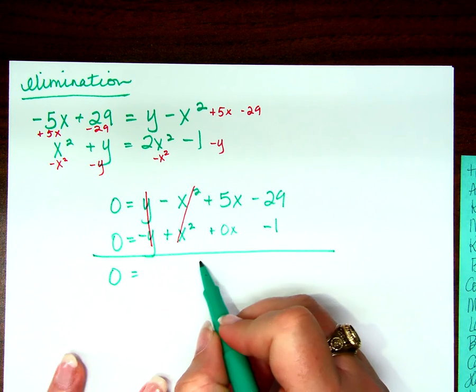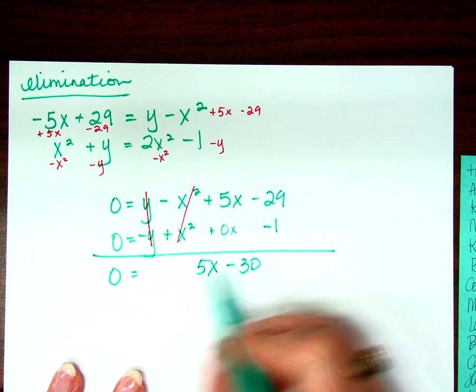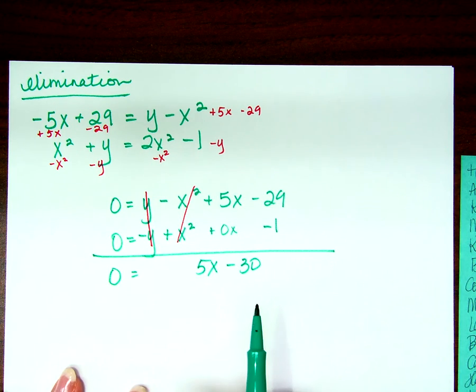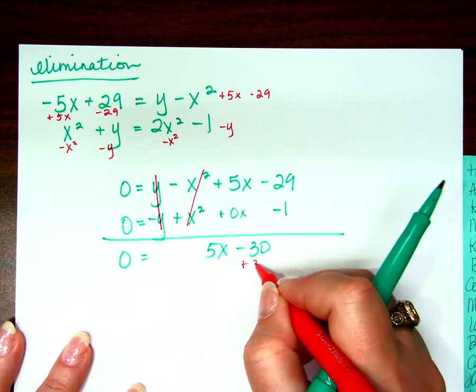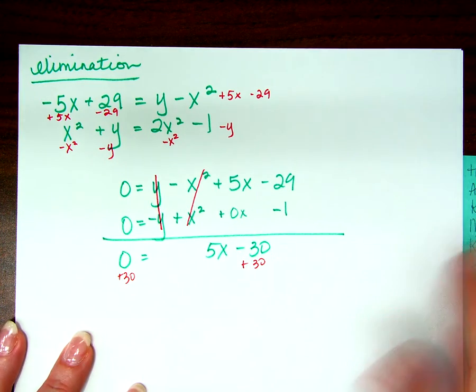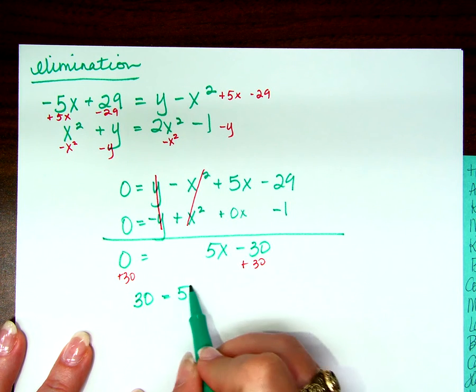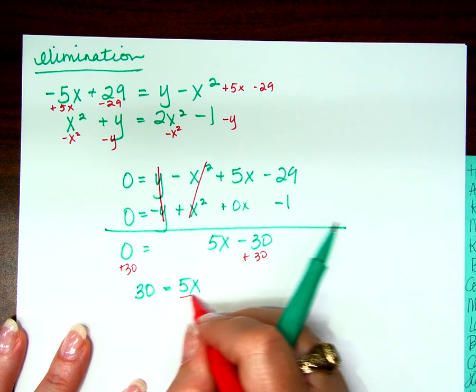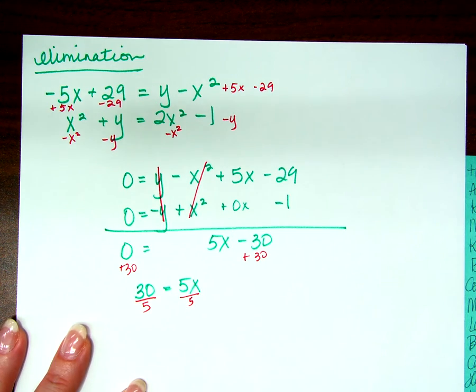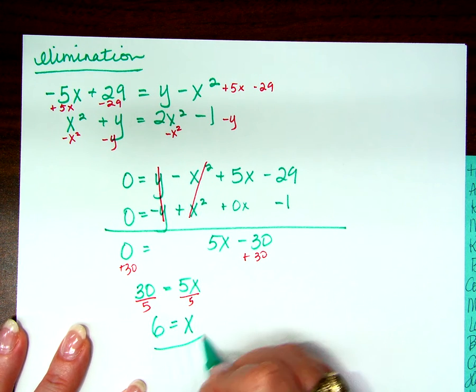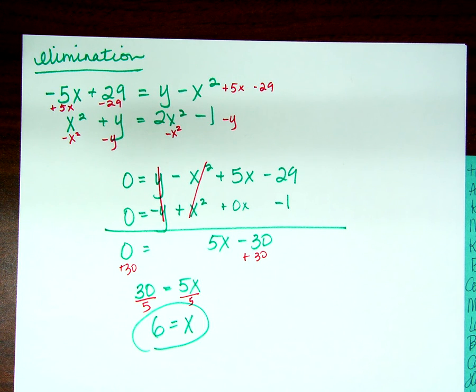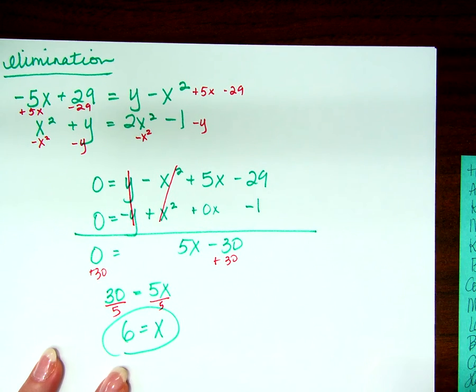So I end up with 5x minus 30. 0 equals 5x minus 30. Is that something you know how to solve? Oh, yes. Plus 30, plus 30. 30 equals 5x. Perfect. X equals 6. That's exactly right. Now I'm done. I'm not? I'm not done? Why? I found x. Oh, I got to find the y because I got to find the point of intersection. Okay. Good job arguing. Politely.